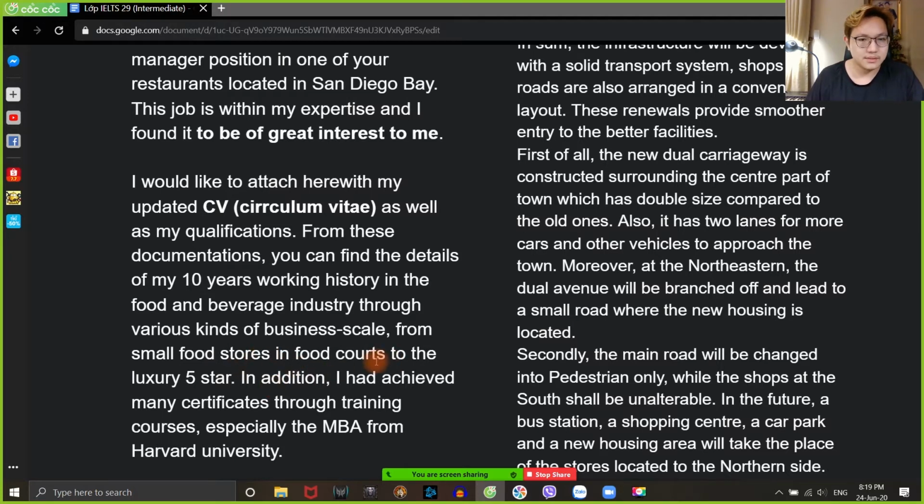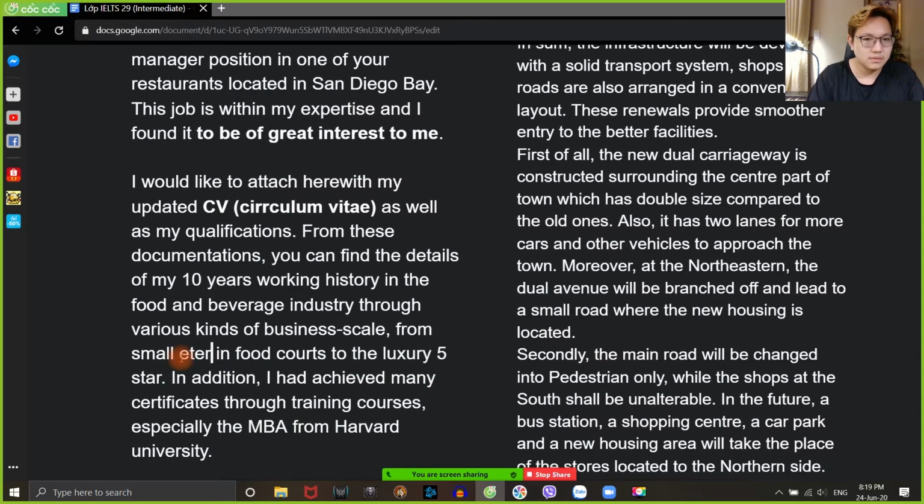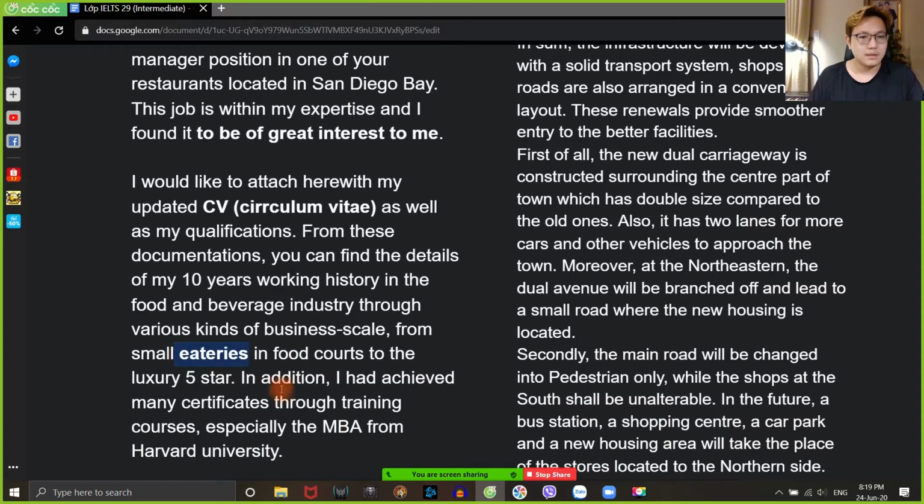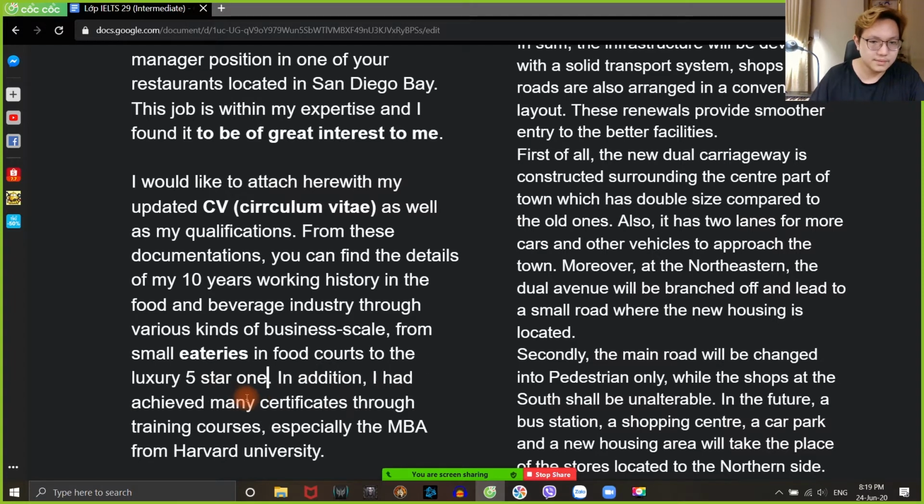In food courts, from small, let's say eateries, in food courts to the luxury 5-star ones. To luxury 5-star ones. Notice this dash.